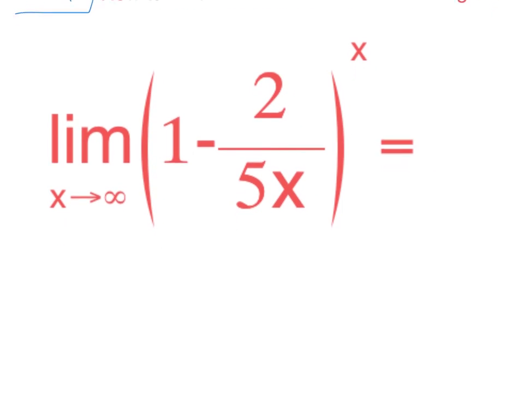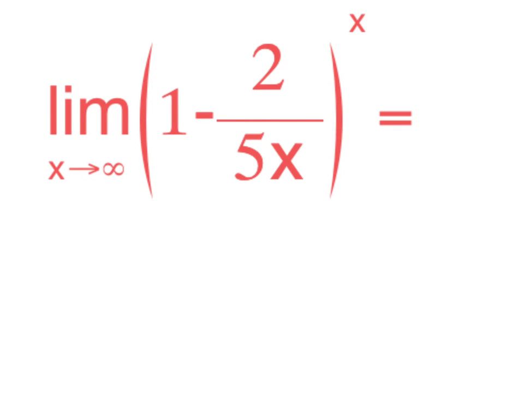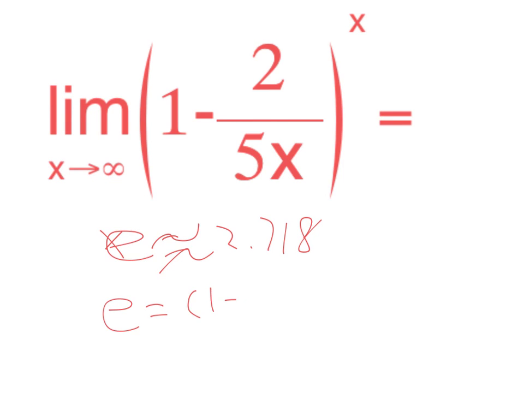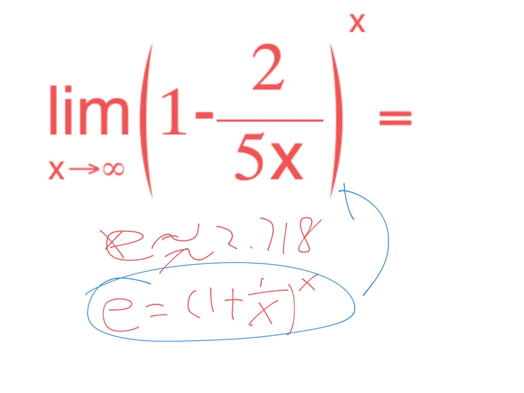e, also known as Euler's number, since the number was discovered by a guy called Leonhard Euler, is approximately equal to 2.718, which is also the asymptote of (1 + 1/x)^x. And now we're going to be using this equation to solve for the limit of the equation above.